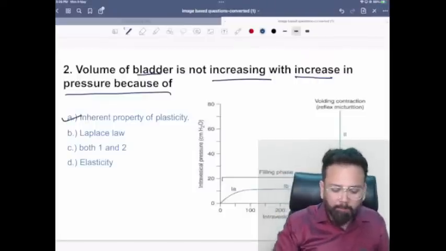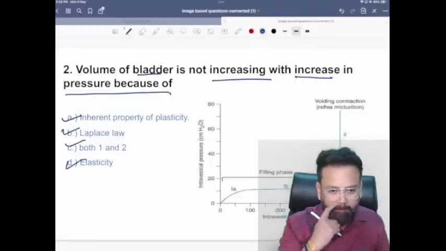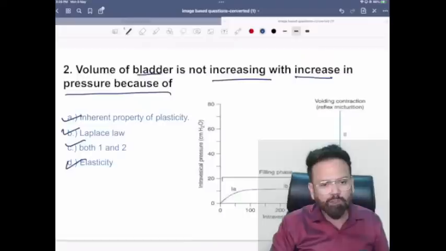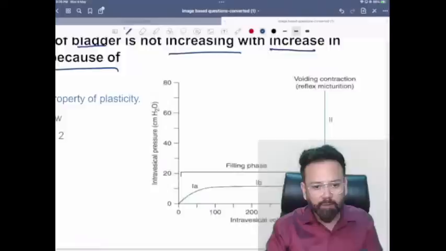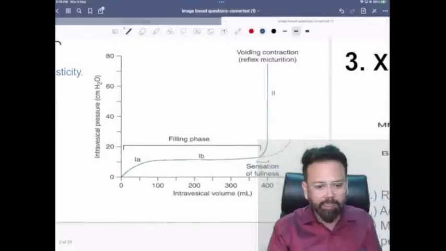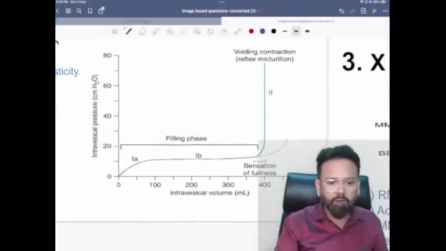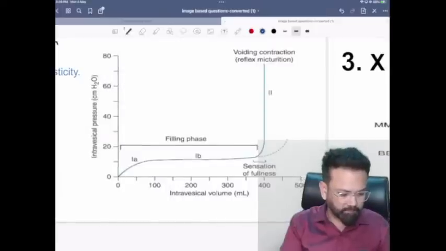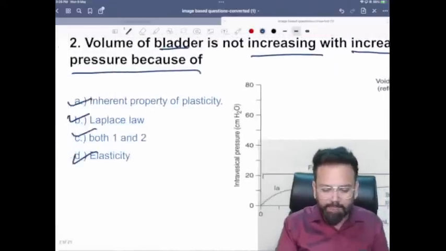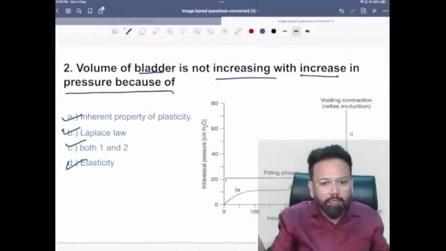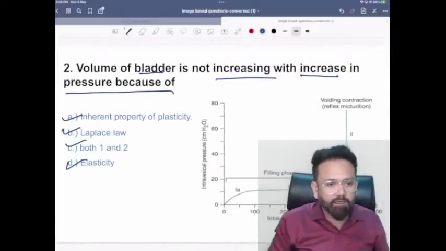Volume of bladder is not increasing with increase in pressure because of: inherent property of plasticity, Laplace law, both 1 and 2, or elasticity. Why is the volume of bladder not increasing with pressure? Just see the diagram. Let me enlarge it for you. If we zoom the diagram, we can say that even when pressure is increasing, volume is not increasing. Can you appreciate this diagram? Simply try to understand, volume of bladder is not increasing even with increase in pressure.